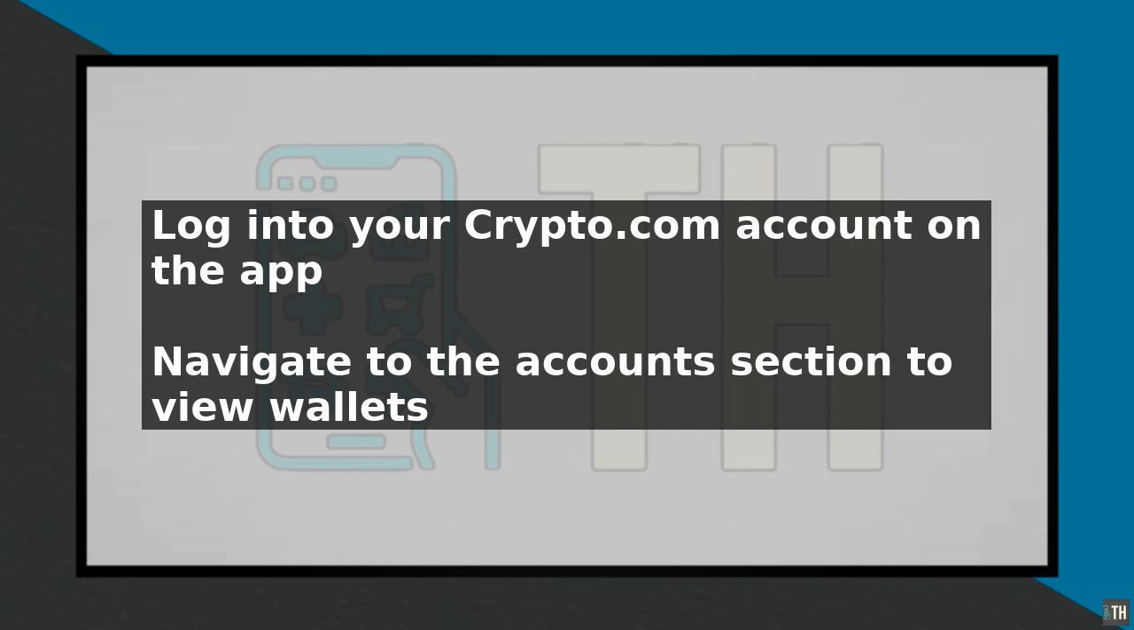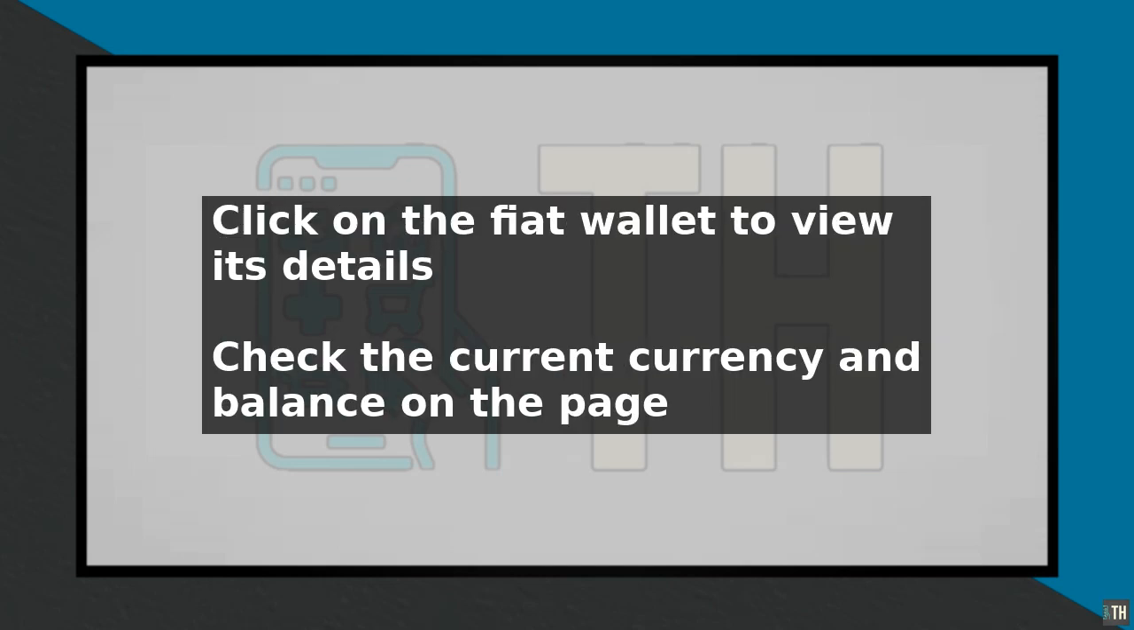On the Fiat wallet page, you will see the current currency and balance. To change the currency, click on the three dots or the settings icon and select the currency option. You will then be presented with a list of available currencies to choose from. Select the currency you want to change to and confirm the change.